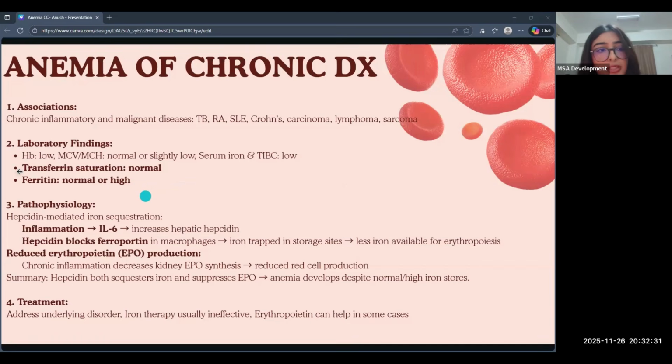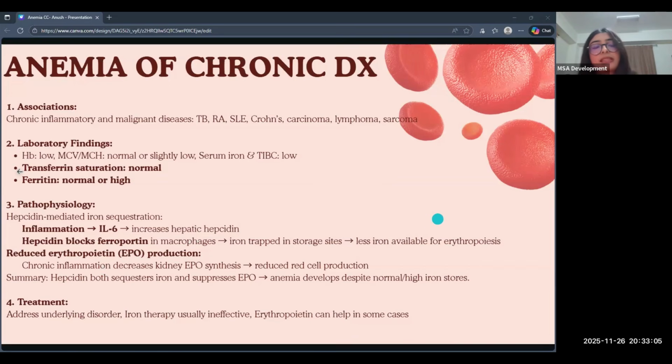Now, let's talk about the pathophysiology. So there's hepcidin-mediated iron sequestration, which basically means that the hepcidin traps the iron, right? So what happens in inflammation? So we will have increased interleukin 6, and that will increase the production of hepcidin from the liver. Okay, now this hepcidin will block the ferroportin channels. Once it's blocked, the iron will not be able to go through, so it's trapped in the site of storage. And there will be less iron available for erythropoiesis. So RBC production will decrease all over the body.